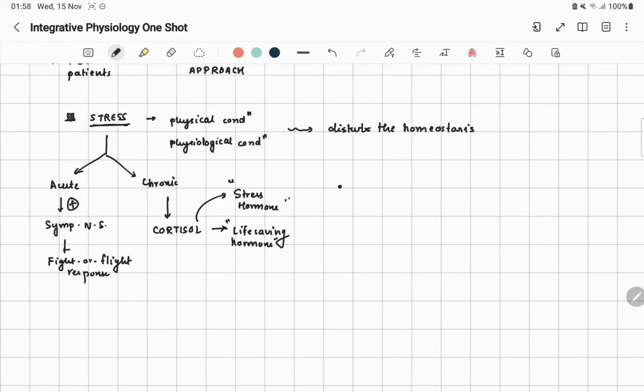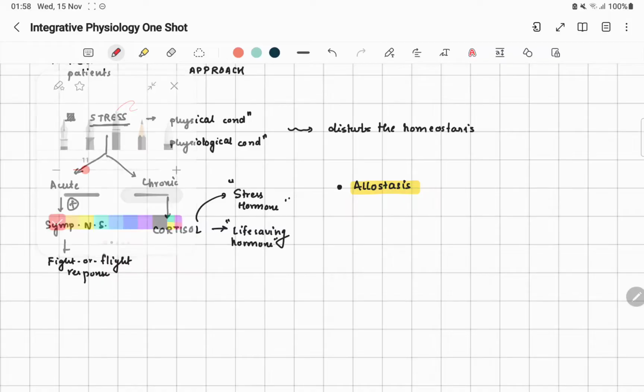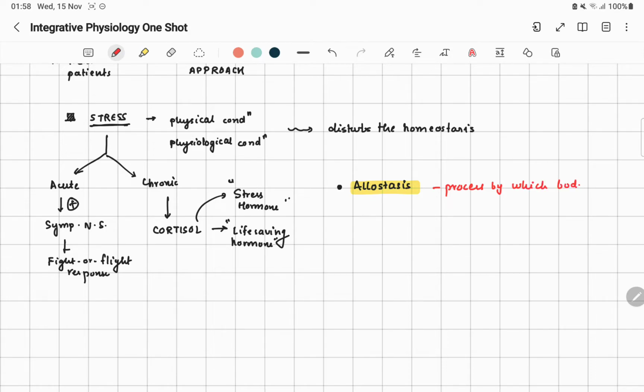After this, for stress management, there are a few related terms. One is called allostasis. What is allostasis? Allostasis is the process by which the body adapts to stress.